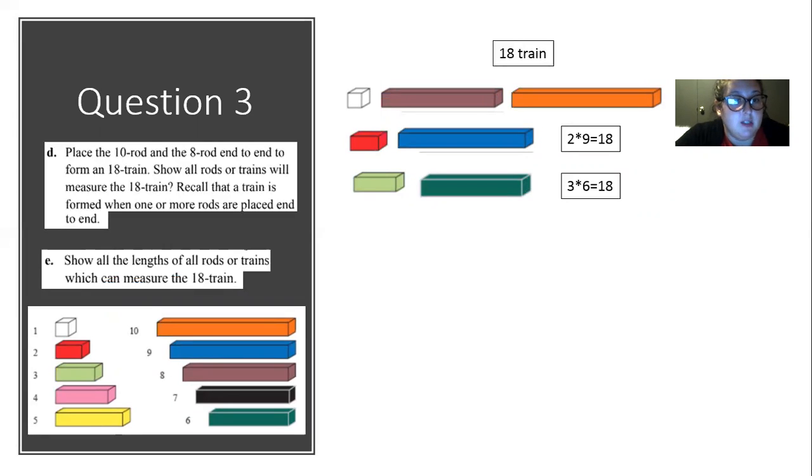Part D, they want to see all rods or trains that will measure the 18 train. So we're going to think about this in the same terms as before. We've got that 1 cube, which is going to represent 1. And we've got the rest of the train, which is 18. So we've got 1 times 18 is 18. And then we've got our 2 rod times our 9 rod, which is going to give us 18 as well. And our 3 rod times our 6 rod, which is also going to give us 18. So the numbers that are going to give us 18 are going to be 1, 2, 3, 6, 9, and 18.